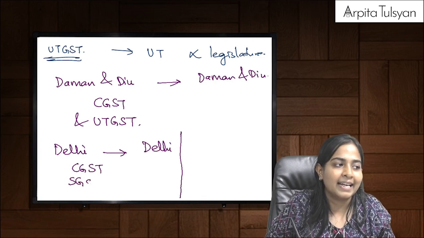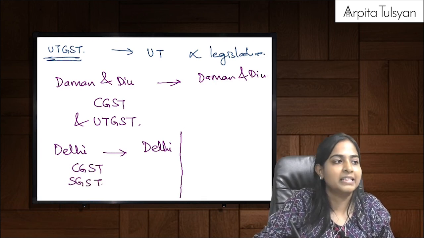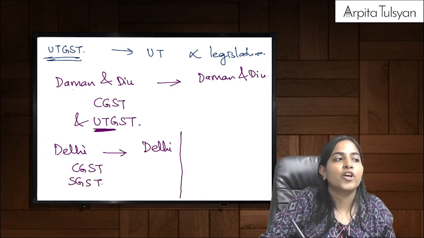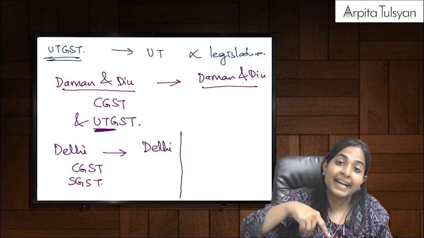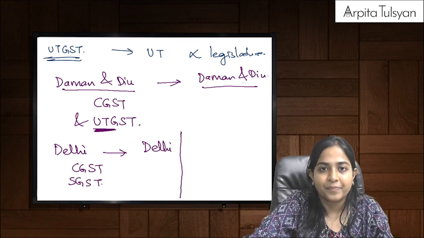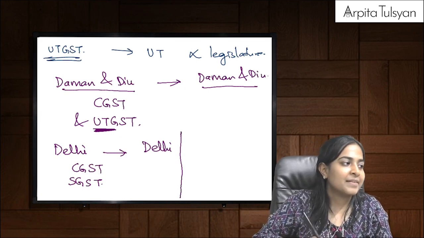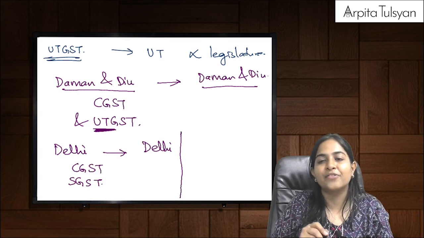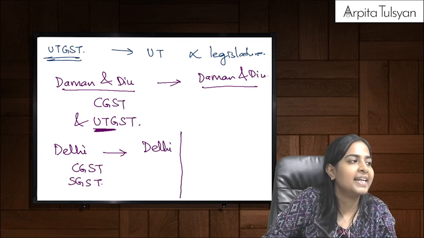CGST and SGST. UT will come into picture only if it is that kind of a union territory which does not have its own legislature. Are you clear with this? Yes. Can I give you a few more examples? Will you try here, everyone? Can I give you a few examples?